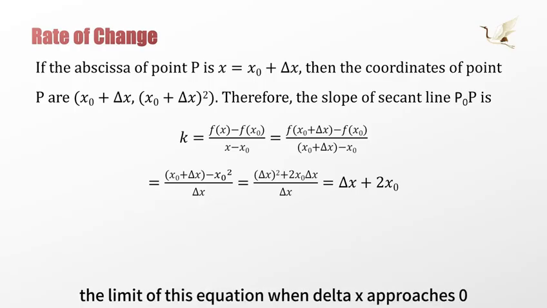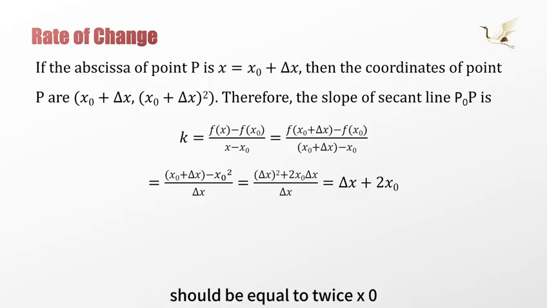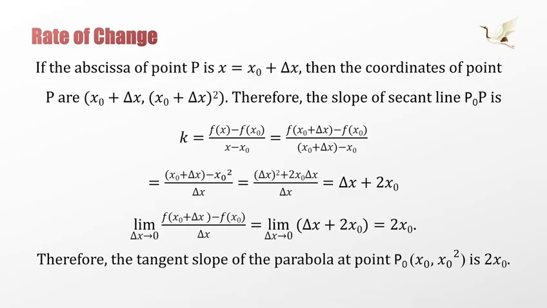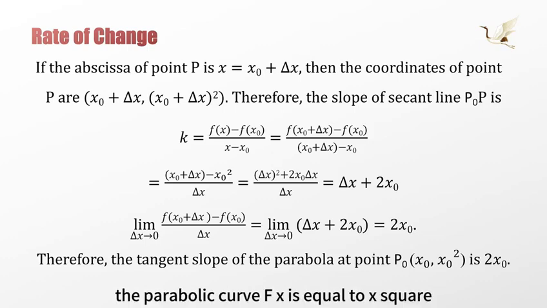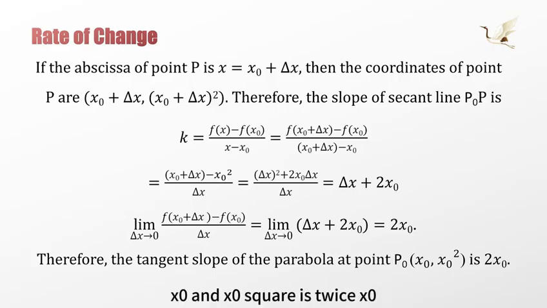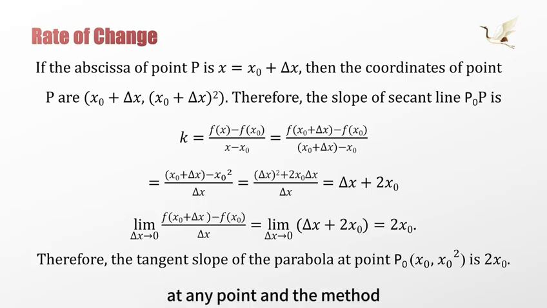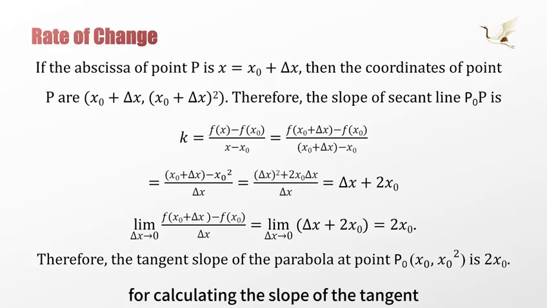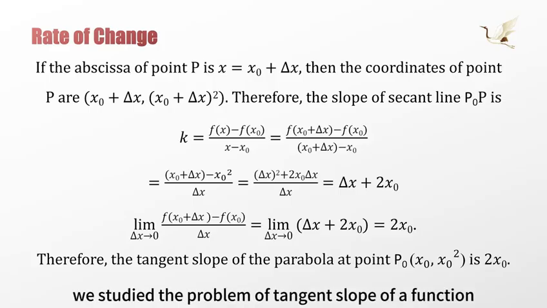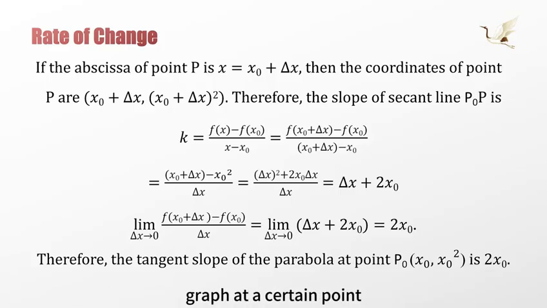The limit of this expression when delta x approaches 0 is equal to twice x0. So we obtain the following result: for the parabola f(x) = x², the tangent slope at the point P0 (x0, x0²) is twice x0. We have obtained the definition of the tangent of a parabola at any point and the method for calculating the slope of the tangent.